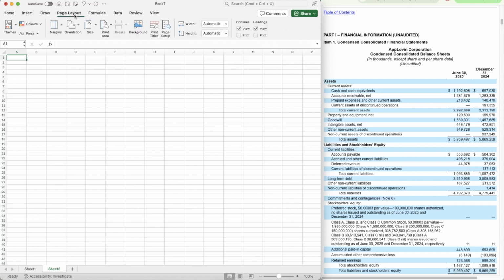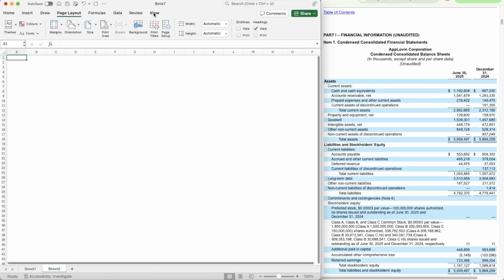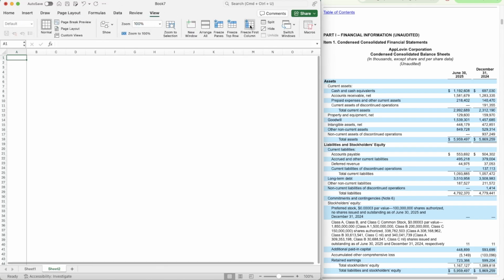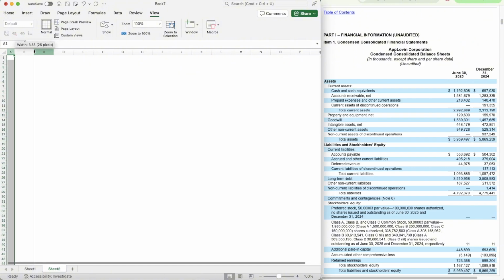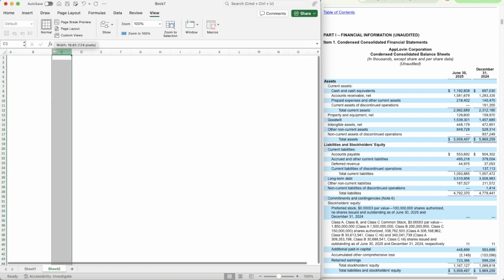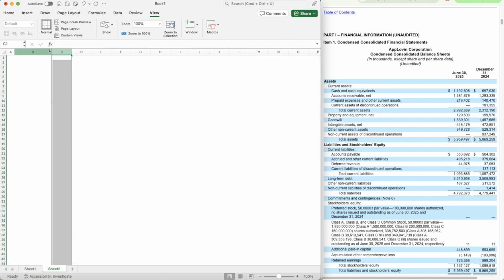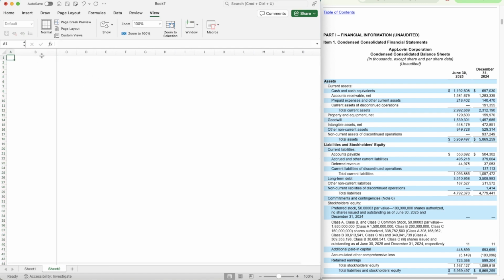First things first, as always, remove the grid lines. Let's go View, freeze the first column. Then let's insert another column before A. Make A a bit smaller, make B a bit larger. There we go. In A1, put the ticker for AppLovin, which is APP. Make sure not to get it confused with AAPL, which is Apple.